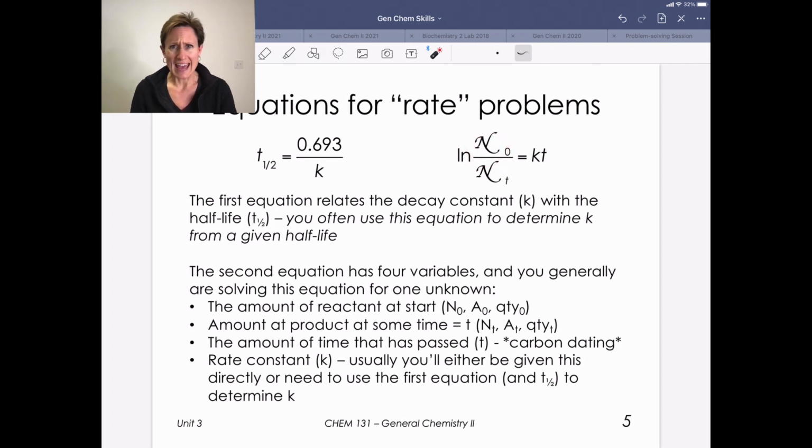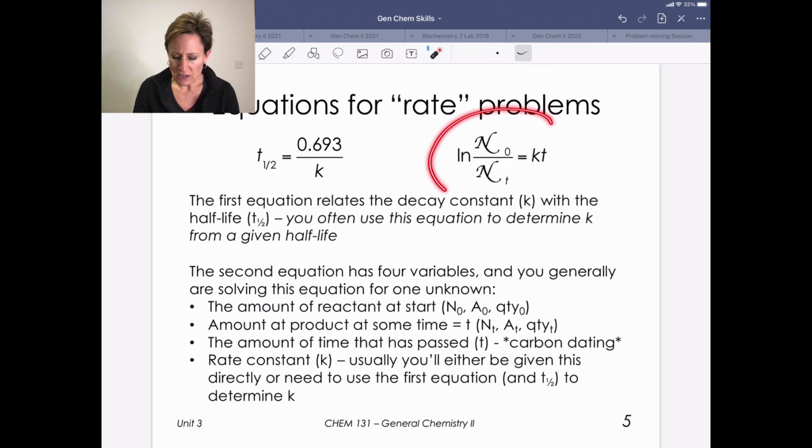This little scripty n just represents quantity, okay? That little 0 tells us the quantity when you start. So again, this can be a quantity in terms of grams or milligrams. It can be activity units. It doesn't matter what the unit is. It just represents the amount that you start with.